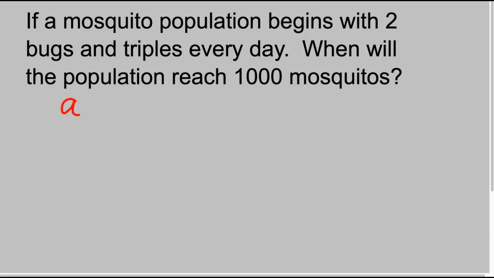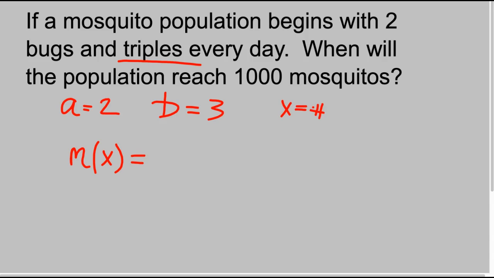So the A is what? 2. The A is 2. The B is going to be triples, so that's going to be 3. It's growth. And so now we have M of X, mosquitoes in respect to X. Oh, by the way, X equals number of days. So the X value is in days, right? So M of X is equal to the initial amount, 2 mosquitoes. It triples every day, so that's 3 to the X.